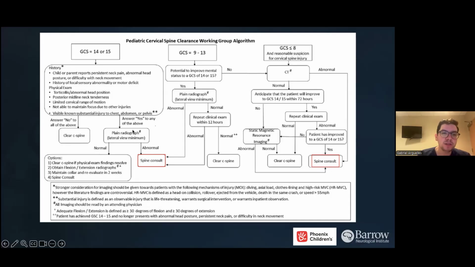If there are some of these components, then it does say that you should get some imaging at this juncture. They think a radiograph is reasonable, and this depends on the age of the patient. Obviously, limiting radiation is important in these kids if they don't need it. So if that's normal, you can clear the C-spine if the exam findings above resolved, or if not, they offer other options. You can get flexion-extension films, reevaluate them in 2 weeks and keep the collar on, or you can consult a neurosurgeon or an orthopedic surgeon, and that's where we come in to see if they need an MRI, a CT, and go from there.